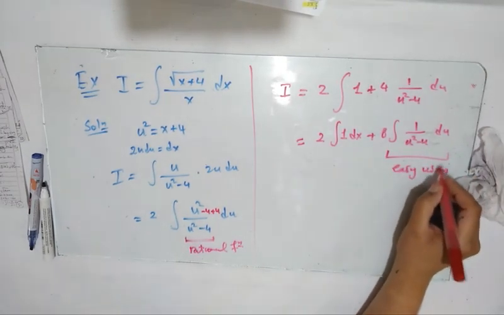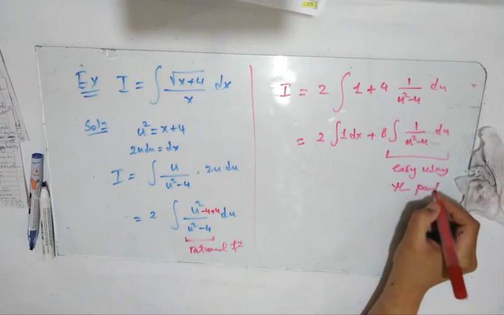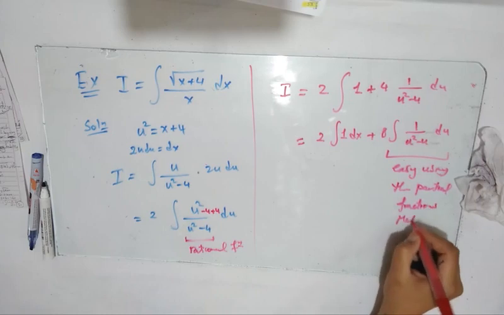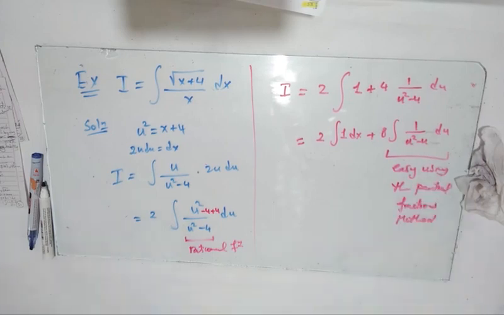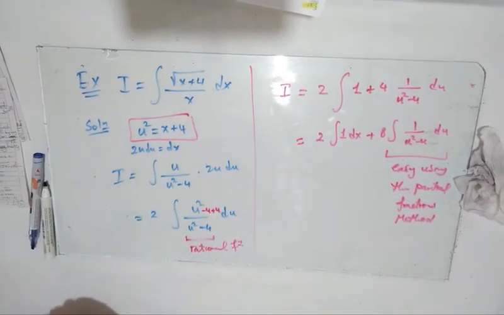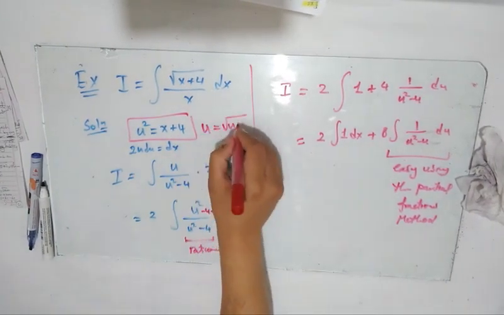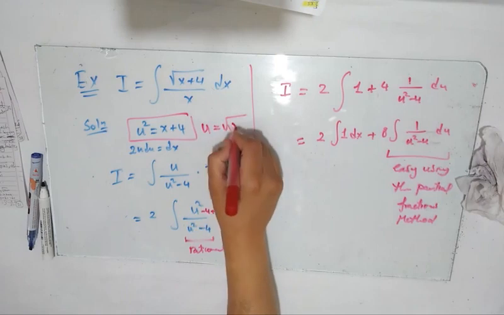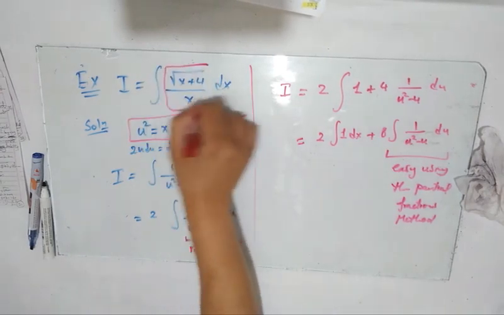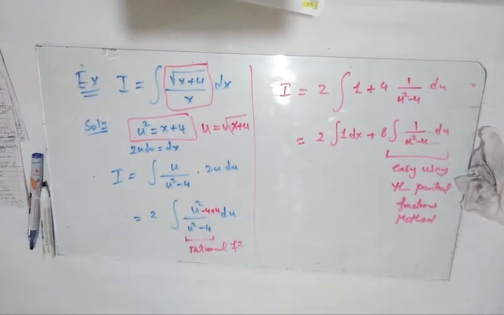using the partial fraction method. Or even, I think, you can use the arctangent of u over 2. Anyway, here, using an appropriate substitution, which is u equals the square root of x plus 4, we could convert this non-rational function into a rational function.